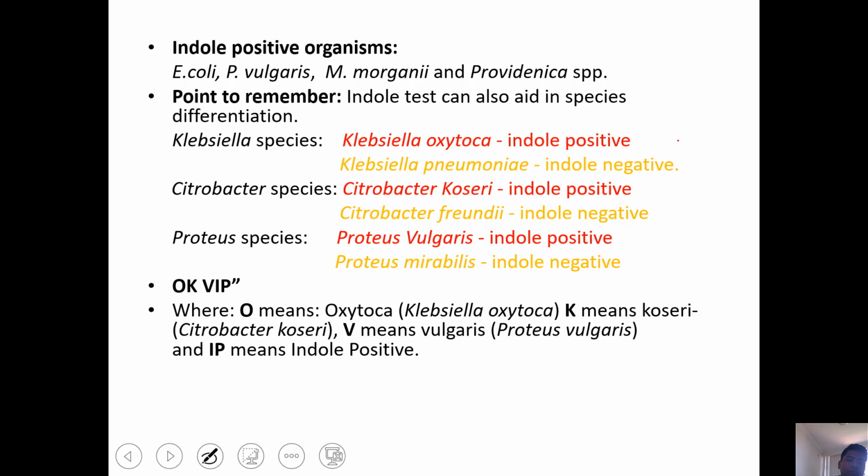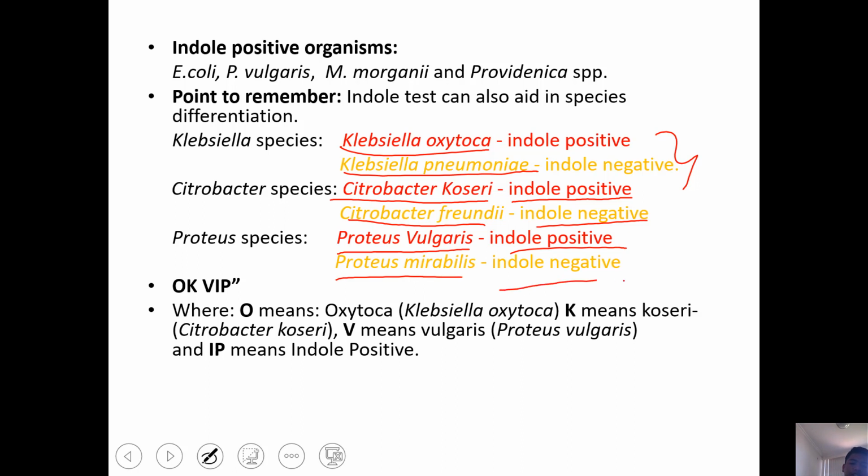So we can also differentiate between species by use of the indole test. For example, if there is confusion whether the bacteria is Klebsiella oxytoca or pneumoniae, we can differentiate them by the indole test. Klebsiella oxytoca is indole positive, Klebsiella pneumoniae is indole negative. Citrobacter koseri is indole positive, whereas Citrobacter freundii is indole negative. Proteus vulgaris is indole positive, whereas Proteus mirabilis is indole negative.